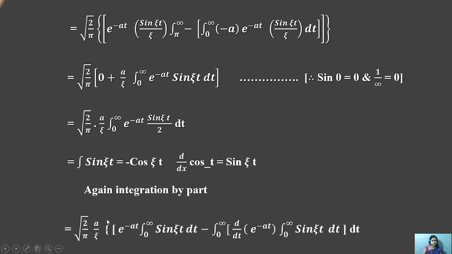This will be the constant and common to the term in this form. Then the first part will be common, integration of the second part, integration 0 to infinity sin xi t dt. Okay, minus integration of the first part 0 to infinity, the derivative of the first part d by dt e to the power minus at, integration of the second part, that is the integration 0 to infinity sin xi t dt, for the integration part with the derivative.